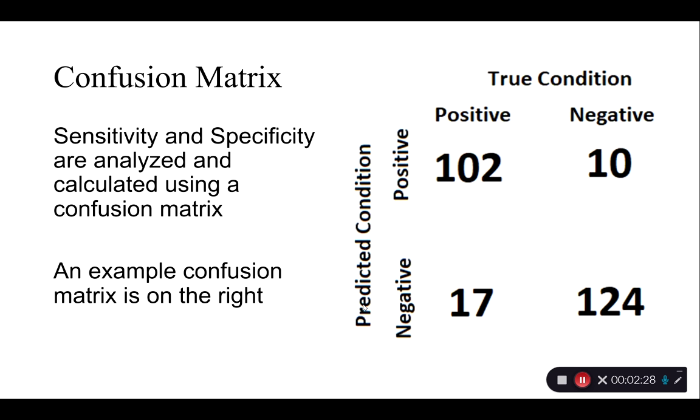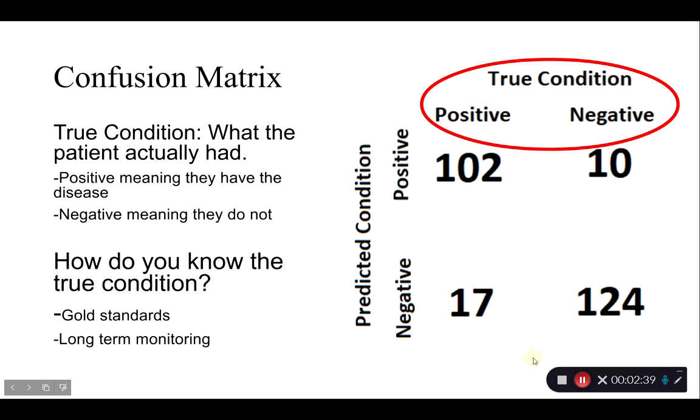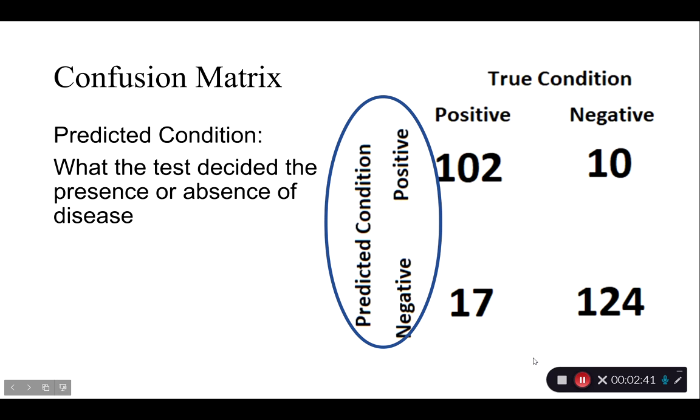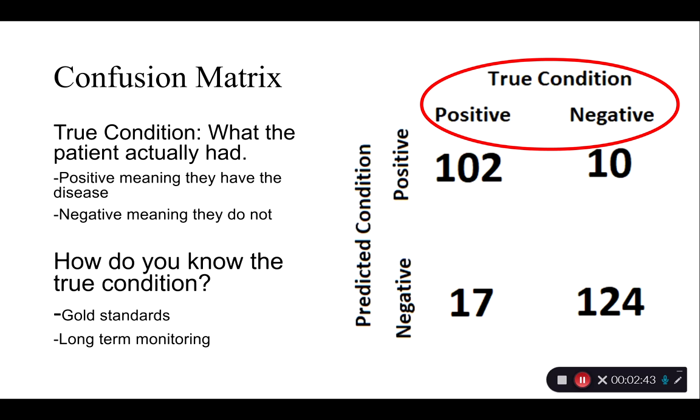Typically, we think of sensitivity and specificity using a confusion matrix to analyze and calculate our data. An example of a confusion matrix is on the right. We first can look at the true condition. These are patients who actually truly have the disease, and that's usually done through a gold standard or long-term monitoring to make sure they truly have the disease over time. Again, that means patients absolutely had the disease or didn't have the disease.